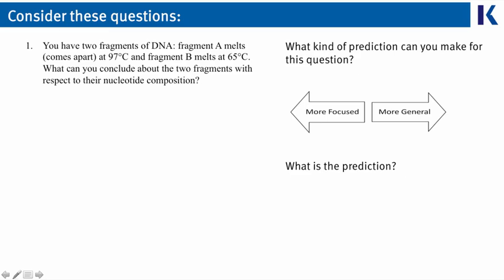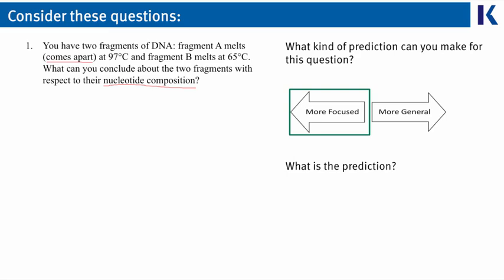Take a look at this first question stem. This is a question for which a more focused prediction would be the appropriate response. The question stem mentions we have 2 fragments of DNA that separate, they come apart at different temperatures, and then we're asked about the differences between those 2 fragments with respect to their nucleotide composition. This means that the question is essentially asking us the connection between temperature, denaturation of DNA, and nucleotide composition. What would be the prediction for this question?